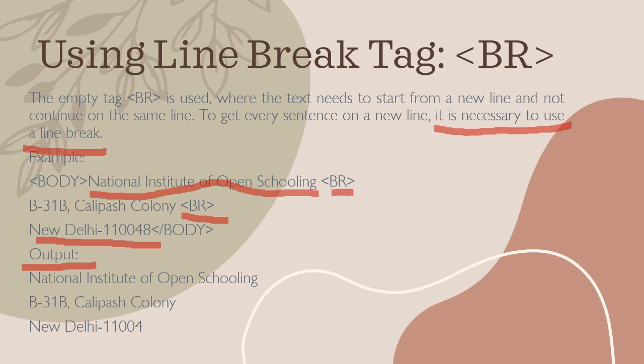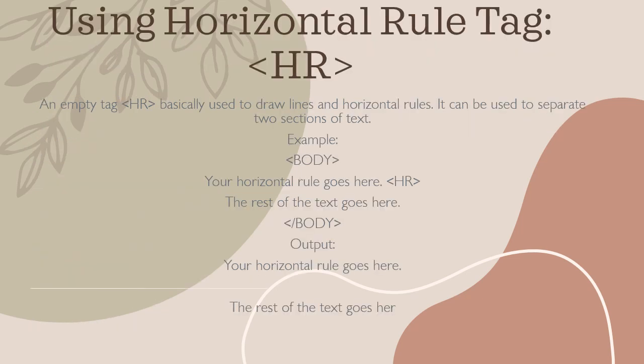Now we move further to the next slide. Using the horizontal rule tag, actually the hr tag is used for a horizontal line. It is used just to give a horizontal line between the HTML codes, and it can be used within the body tag. For example, we can see here: your horizontal rule goes here, and it will be open hr, the rest of the text goes here and it will be closed. The output is the same: your horizontal rule goes here, and we can see here this is the line which is going through it, and the rest of the text goes here.